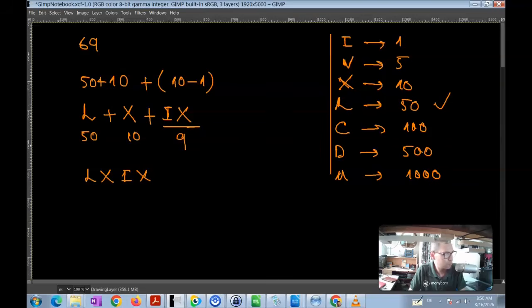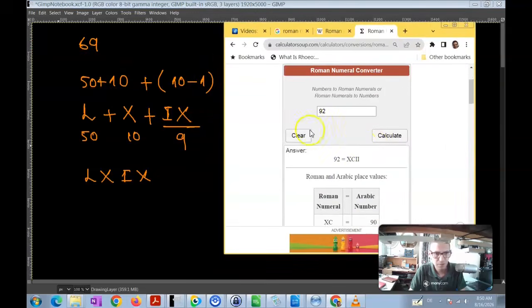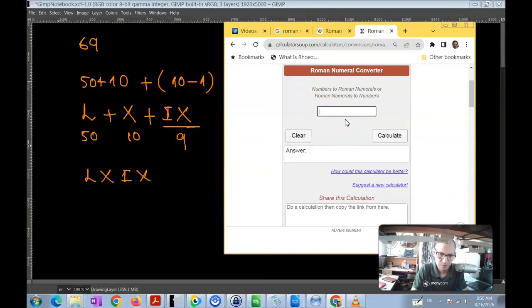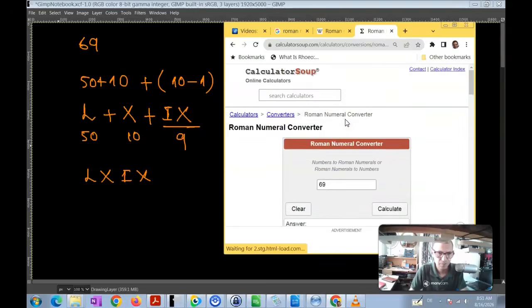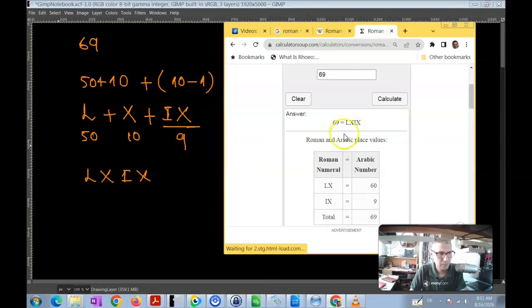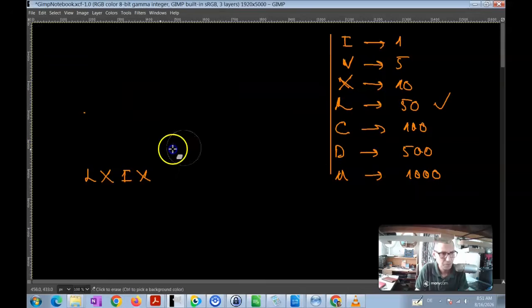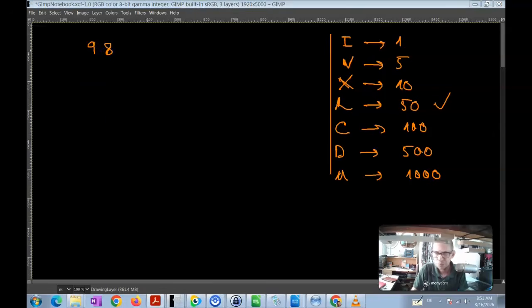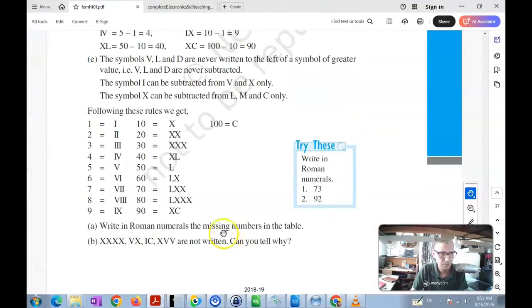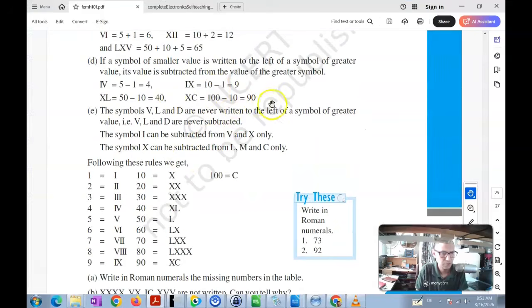That should hopefully be a 69. Now let me put this in my calculator here, which is a 69. That is LXIX. That is correct. There is no problem there. Now the number 98. The number 98 is, you have to know how to write down the 90 first. And 90 is 100 minus 10, right?